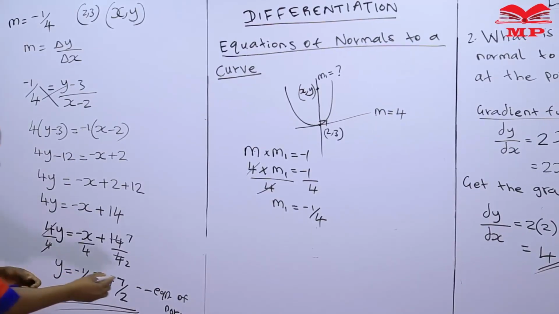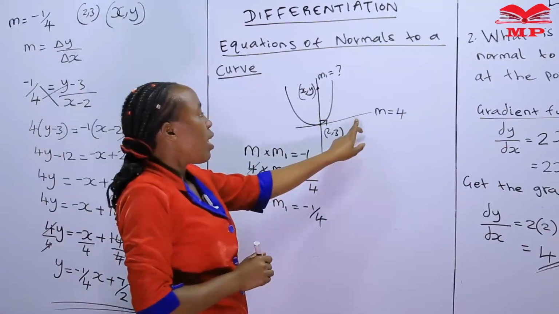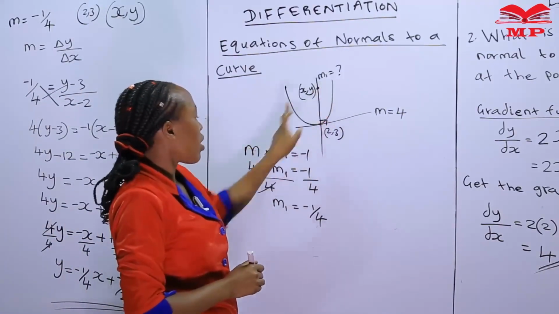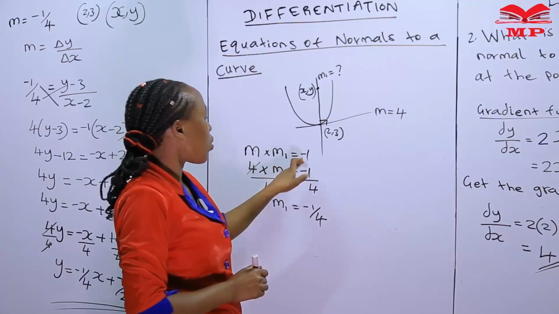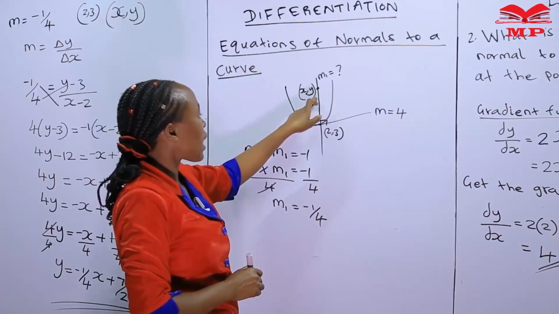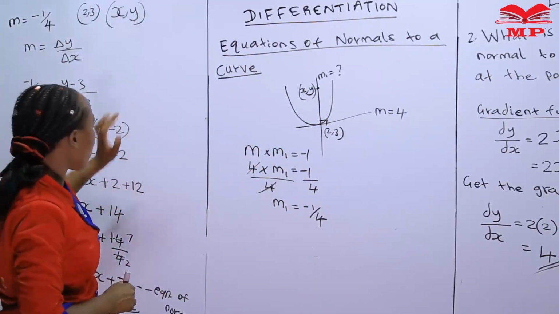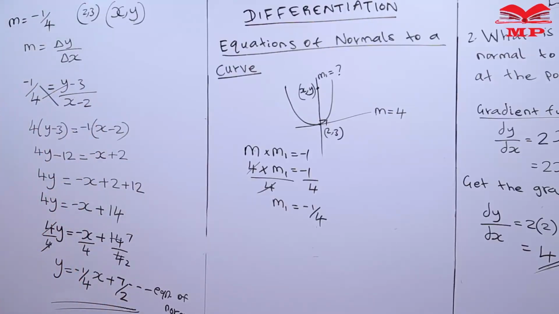So first, we get the gradient of the tangent. Then we use m1 times m2 equal to -1 for perpendicular lines to get the gradient of the normal. Then we use the gradient and the point to get the equation.